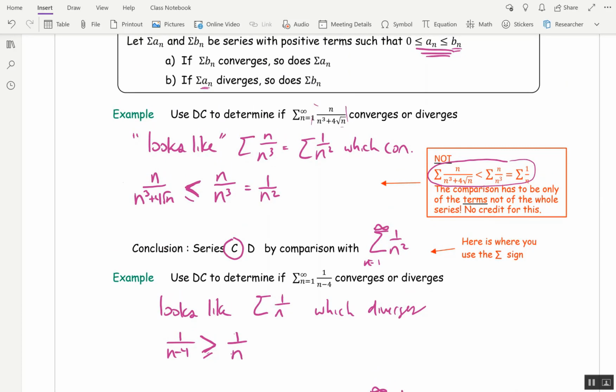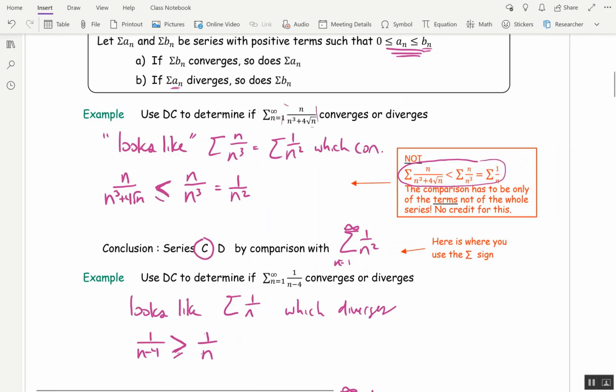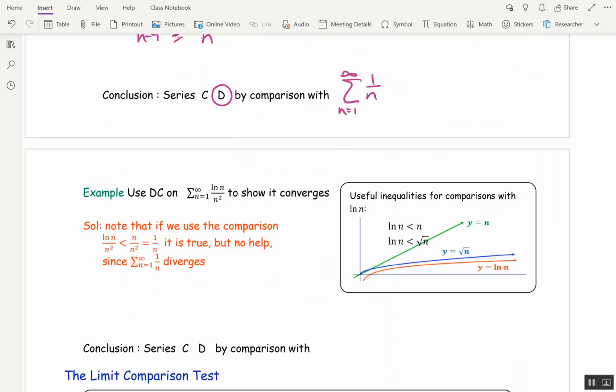If the terms are complicated with a lot in the numerator and a lot in the denominator, then you're going to use the limit comparison test, which we'll talk about in a minute. Use direct comparison to show that ln n over n squared converges.